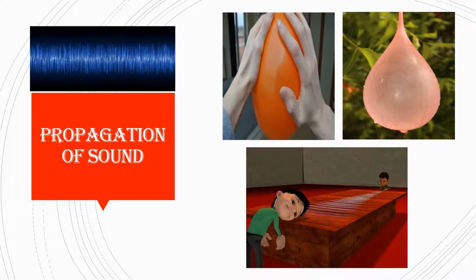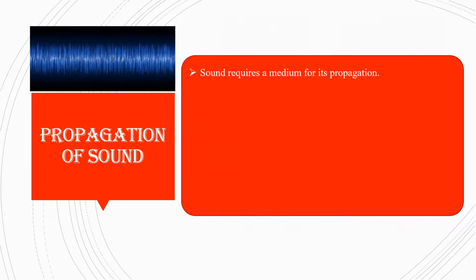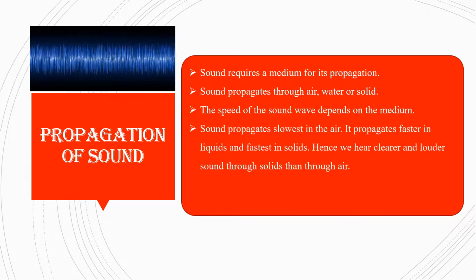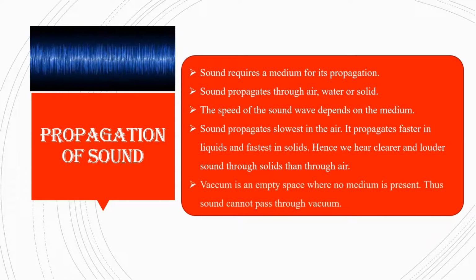So we understood that sound requires a medium for its propagation, and sound propagates through air, water or solid. Then the speed of the sound wave depends on the medium, and sound propagates slowest in air. It propagates faster in liquids and fastest in solids. Hence, we hear clearer and louder sound through solids than through air. And vacuum is an empty space where no medium is present. Thus, sound cannot pass through vacuum.